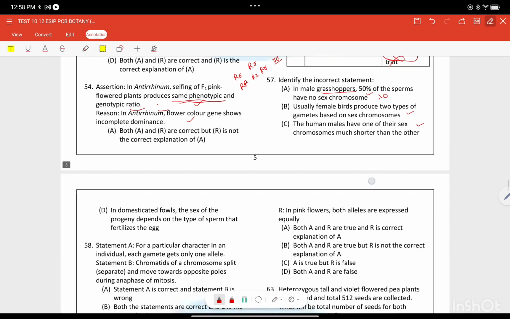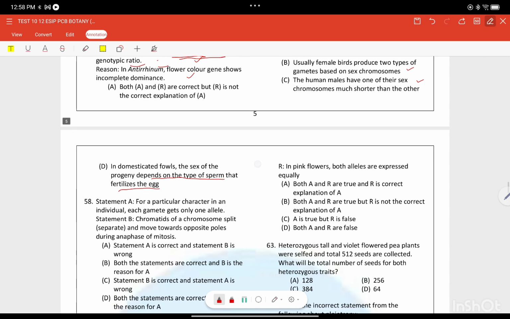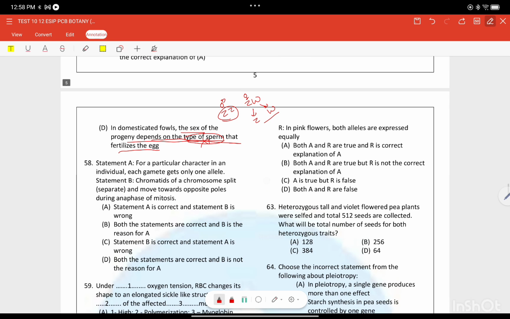That is also correct. In domesticated fowl, the sex of progeny depends on the type of sperm that fertilizes the egg. Now, domesticated fowl means birds, with ZZ and ZW type of sex determination. This is for male and this is for female. So basically, the gamete from female decides the sex of the progeny. So in domesticated fowl, the sex of progeny depends on the type of sperm, that is incorrect. 100% sperm will carry Z chromosome. So this is the incorrect statement.